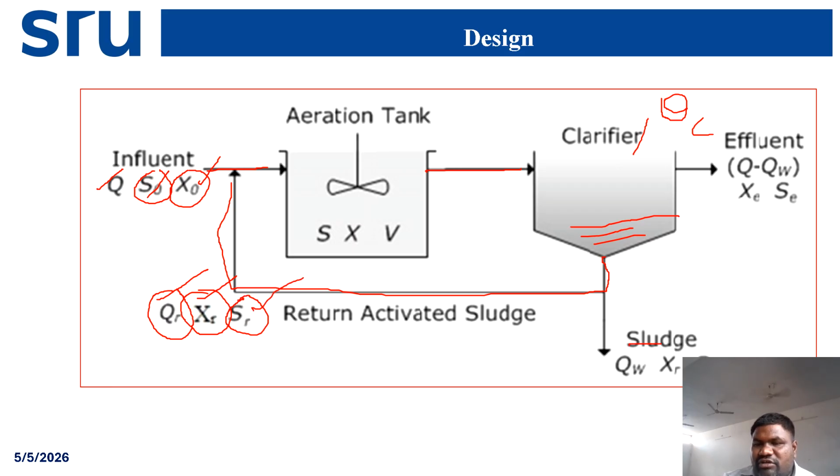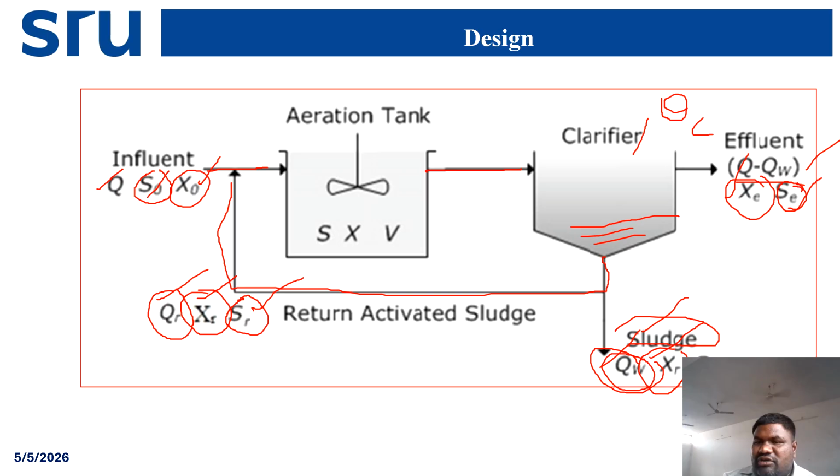SR will be the underflow effluent BOD concentration. The flow of sludge wasted here will be QW, and XR is the underflow biomass concentration. The effluent will be Q minus QW, since we are wasting QW and the remaining water goes out. So the effluent flow rate is Q minus QW, XE is the effluent biomass concentration, and SE is the effluent BOD concentration.